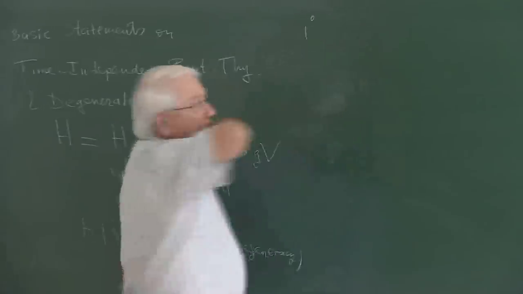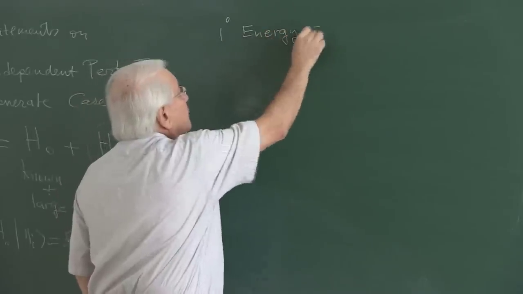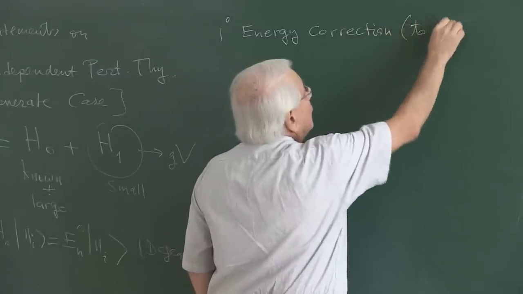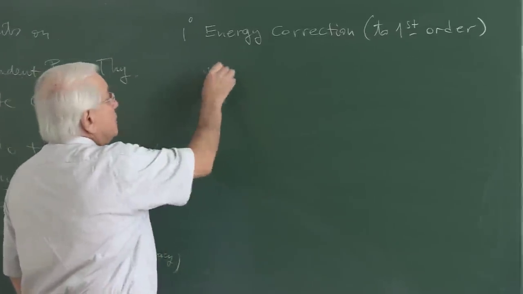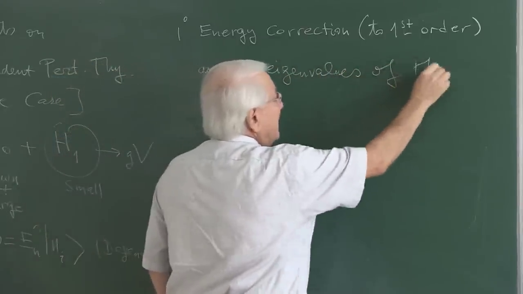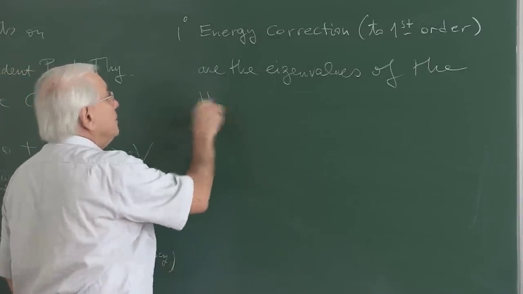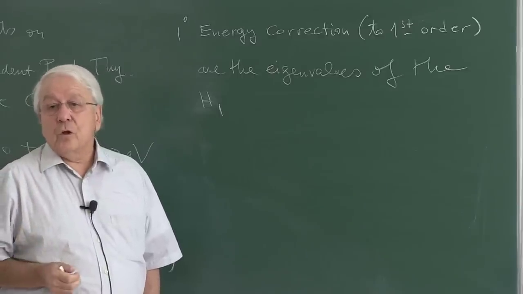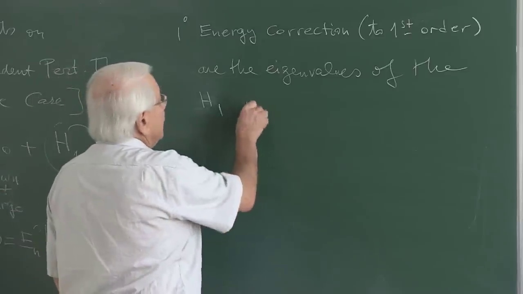The first one is that the energy corrections to first order, of course, we focus our attention on the first order corrections, are the eigenvalues of the perturbation matrix, or the H1, of the H1 in the degeneracy subspace. That's an important statement. If you don't remember it that well, please go through your notes of 5.07 and refresh your memory, because that is a very important statement, okay, of the H1 in the degeneracy subspace.